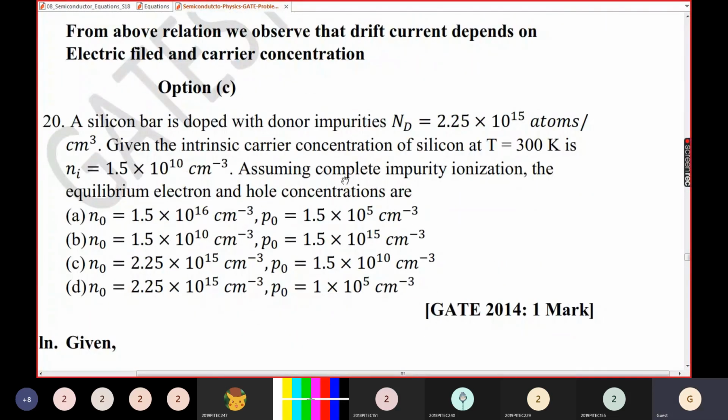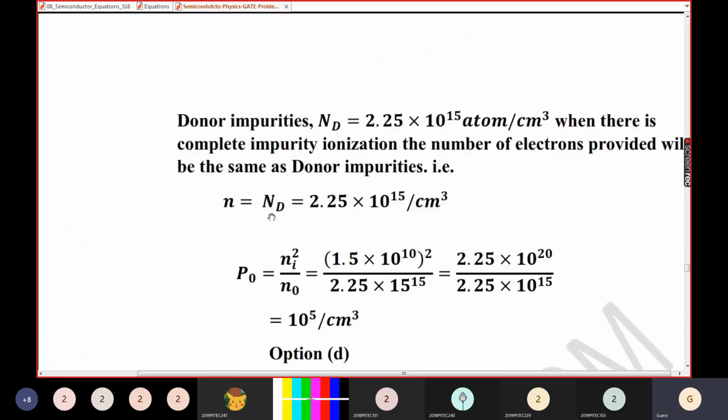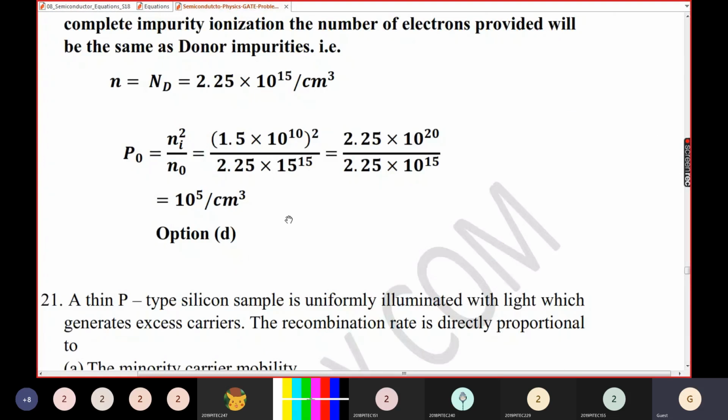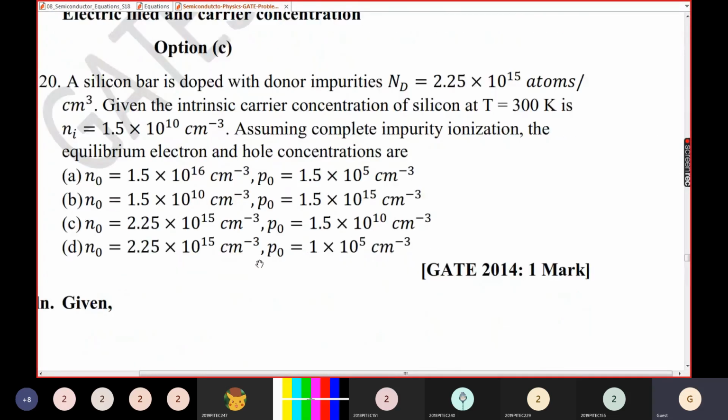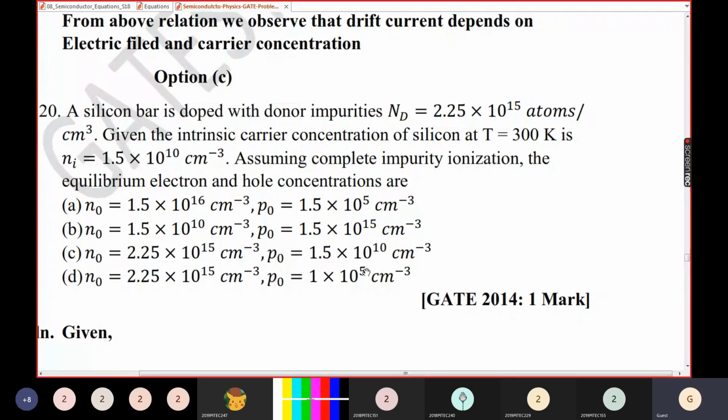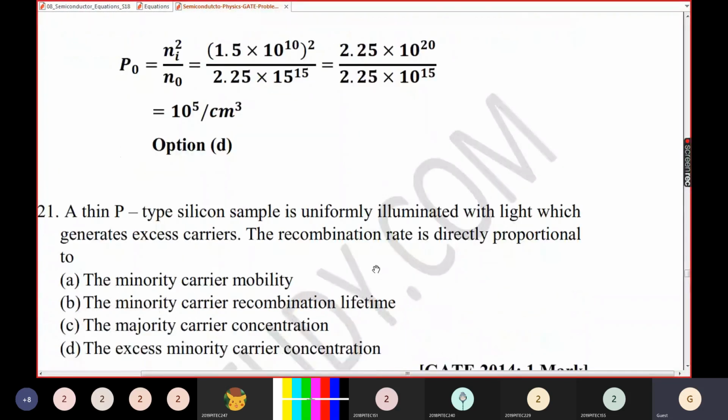20th question. A silicon bar is doped with donor impurities Nd. They have given the intrinsic carrier concentration ni at room temperature also. So what formula will you apply here? Same formula: ni square divided by n naught, and automatically you will get 10 power 5. So this is a direct question.